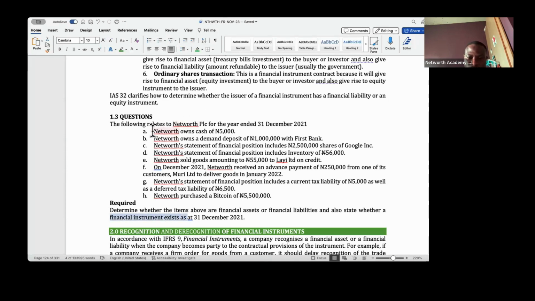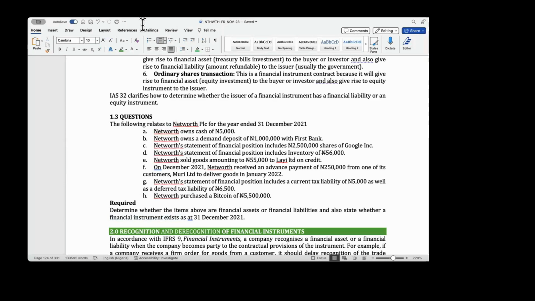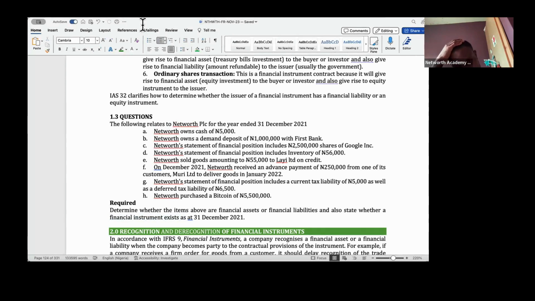So Abiodun, the first question is to you. This question says that Networth owns cash of 5,000. So tell us, that cash. The cash is a financial asset. Okay, that's correct. The cash is a financial asset.